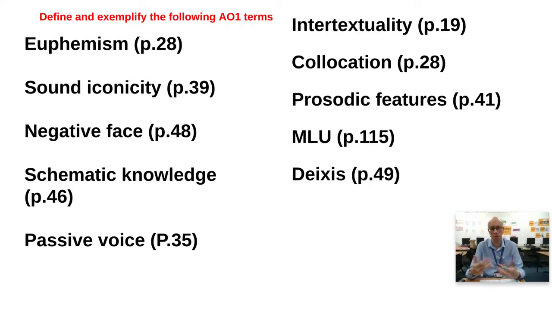Okay, so I'm assuming that you've done that. Let's go through these. So euphemism, and by the way, the page numbers in brackets allude to the AQA textbook. There are good explanations about each of these. So euphemism is a piece of veiled language. It's usually quite indirect language that's used to mask the horrible truth.